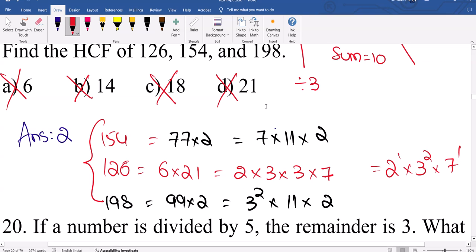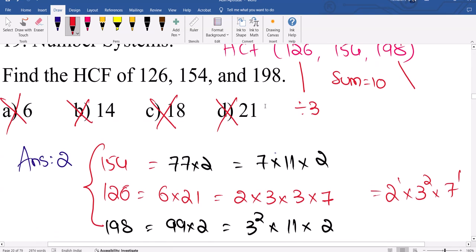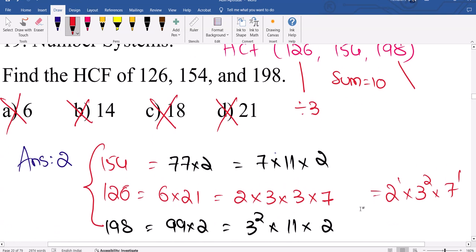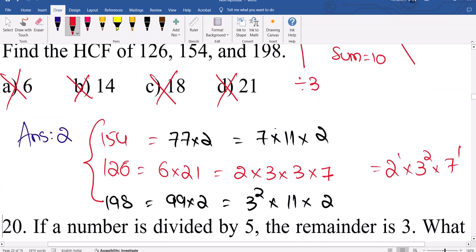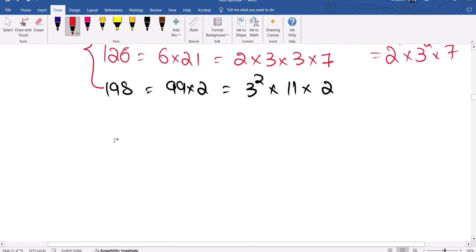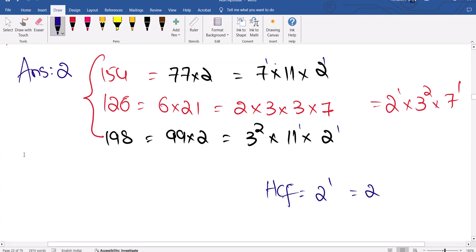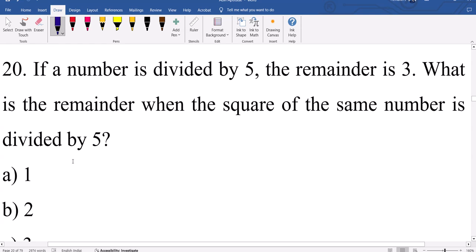All options are wrong here. Options are wrong. Answer is 2. Bug in the option. So answer is 2. The original method is this. Write given number as prime number power. HCF is which is common in all. The common number in all is 2. So 2 power 1, which is nothing but 2. Common thing in all. Now let's see about next question.